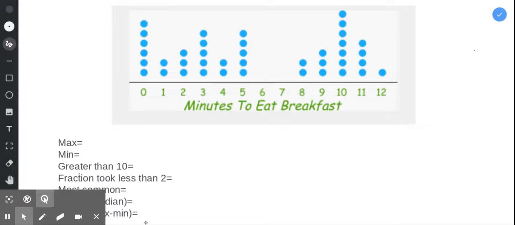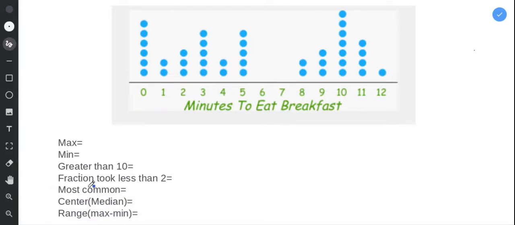Now there's some information we can pull out of our dot plot, and they're listed over here. So the first one that they want you to find is the maximum. The max or maximum is the greatest number, so the greatest number of minutes it took somebody to eat breakfast. Looking all the way to the top, somebody took 12 minutes to eat breakfast. So I'm going to put the maximum is 12.